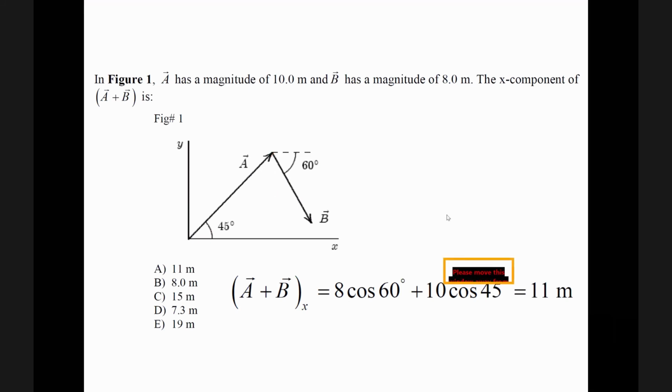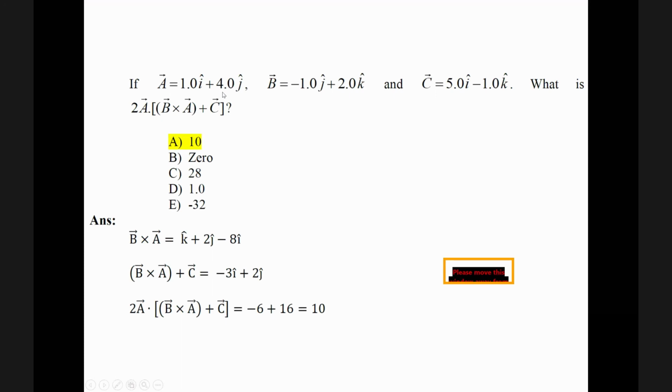We go now. If A equals 1 i hat plus 4 j hat, B equals minus 1 i hat plus j hat plus 2 k hat, and C equals 5 i hat minus 1 k hat, what is 2A dot B cross A? Of course, what I need to do in this case is calculate B cross A. How do we calculate B cross A? I use the matrix method. If you don't know the matrix method, you don't know how to do the cross product, which is horrible. You go to the exam, you lose a lot of points.